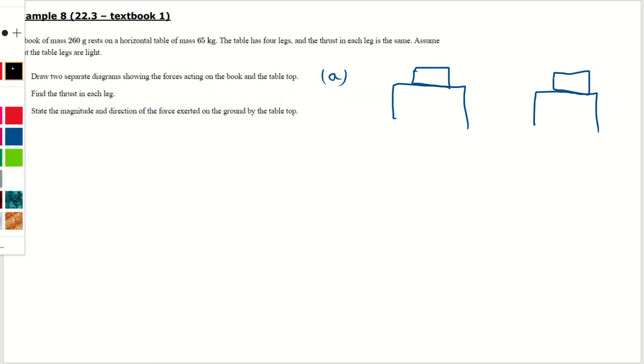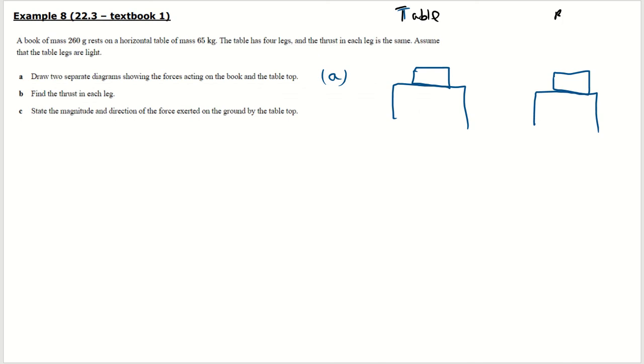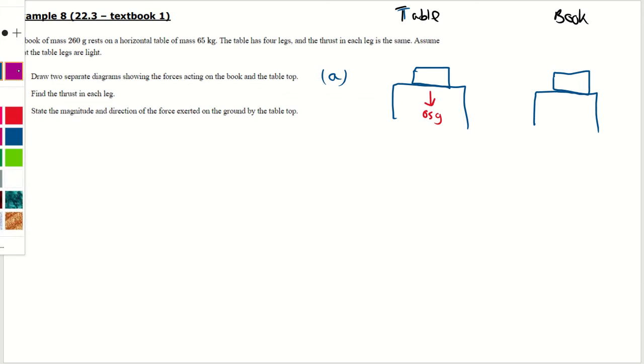So here we'll do forces acting on the table. Here I'll do forces acting on the book. The table has got its own weight, so that is 65g. It's got 4 legs, and each thrust is the same. So we've got 4 legs effectively. I'll just put a couple in. I know that obviously it's a one-dimensional diagram of a three-dimensional thing. So each of these legs is given the same thrust, which we're calling T.